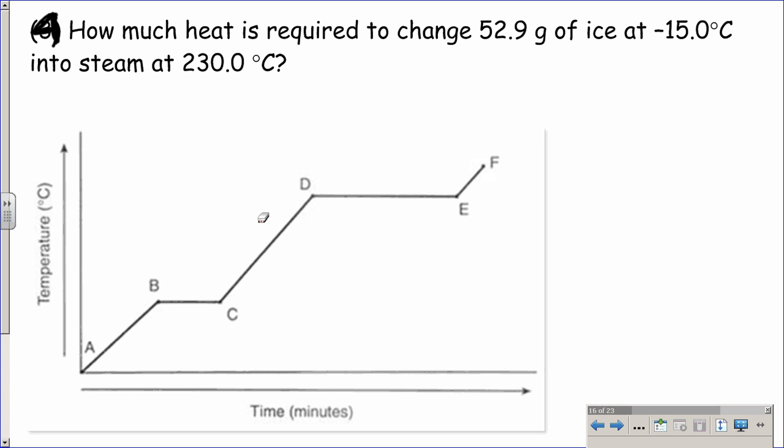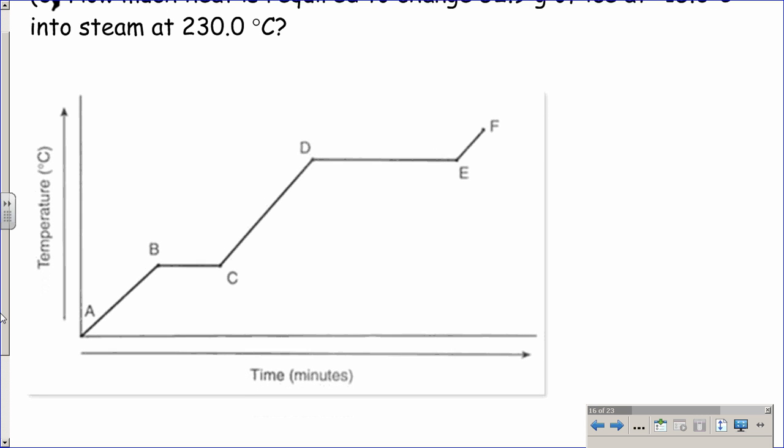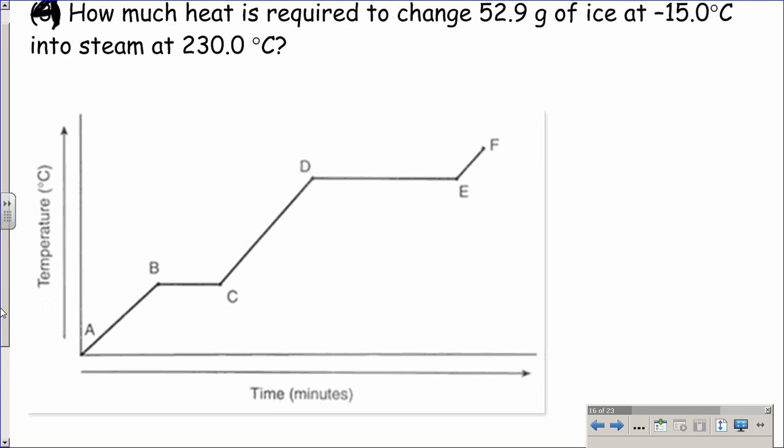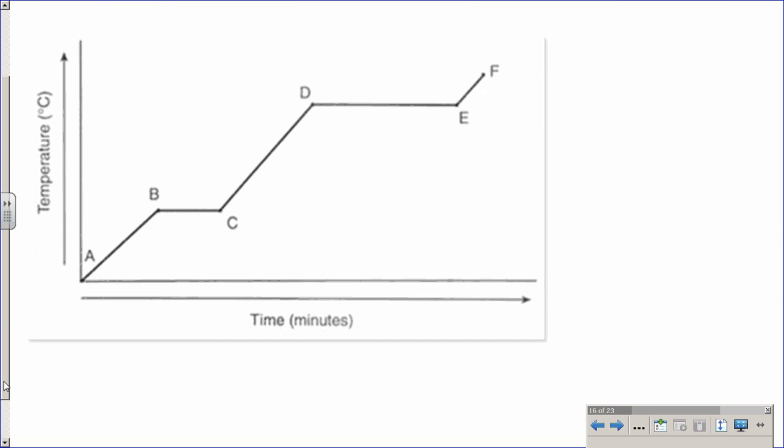You got a heat curve drawn? I'm just giving you your tools to get you started, okay? And I'll let you guys do this by yourself. So your heat curve, what's your starting temperature, according to the problem? Negative 15. So this ice down here is at negative 15 degrees C. And it goes all the way up to what top temperature? 230.